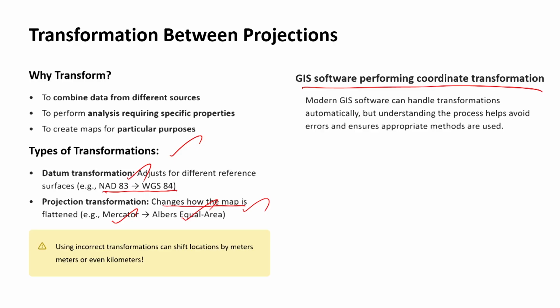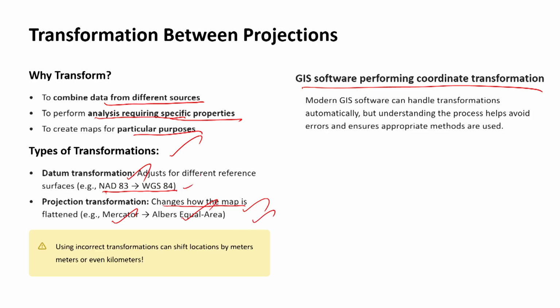Let us move on to the next one, transformation between projections. From one projection to another projection we can easily transform based on the purpose. Look at here, why is this transformation needed? Because we will be collecting data from different sources. So, this transformation is very essential, and for any specific properties we again need this transformation for a particular purpose. And if you are moving into types of transformation, either the datum can be transformed or else the projection system itself can be transformed.